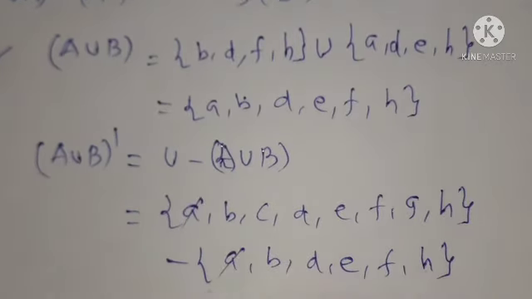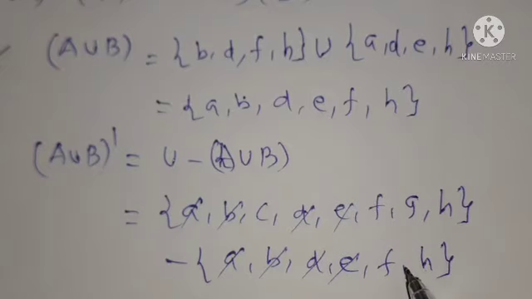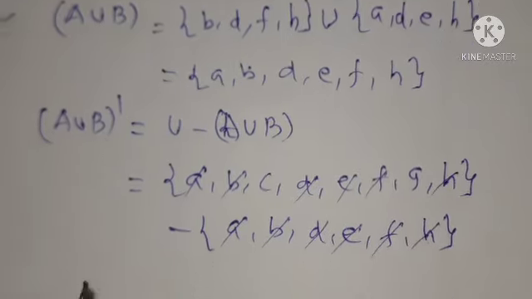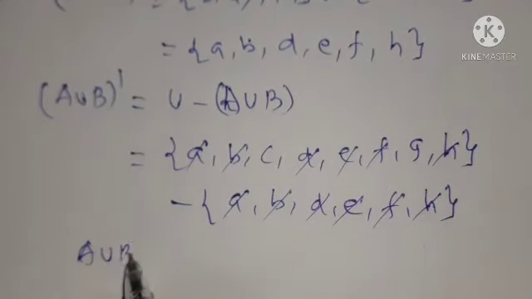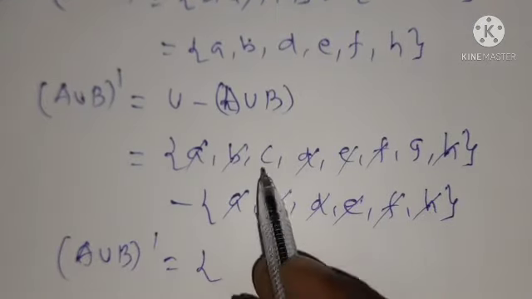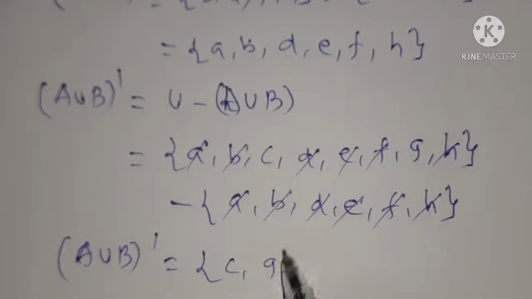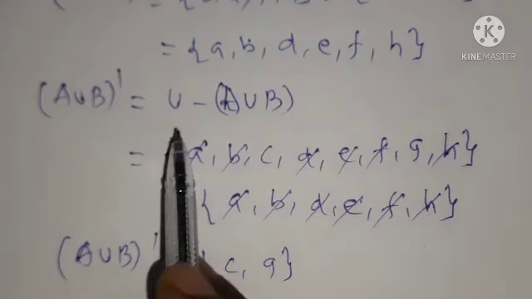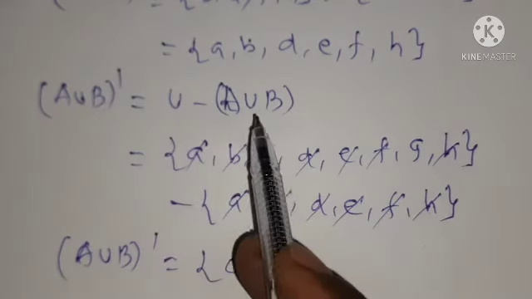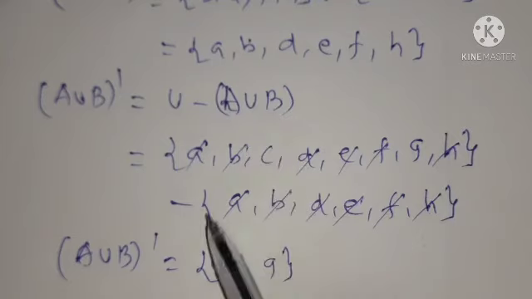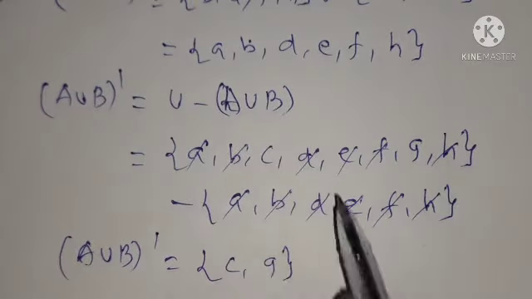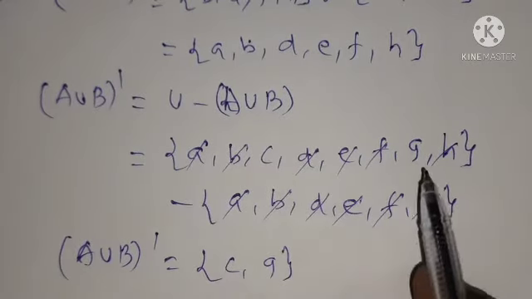Strike out the common elements. A is common to both the sets, B is common, D is common, E is common, F is common, and H is common to both the sets. Now (A union B) whole dash is equal to the balance elements, C, G. So the remaining elements of the universal set are C, G.